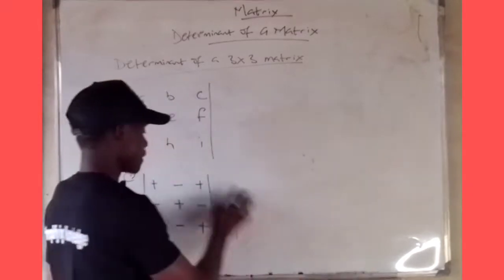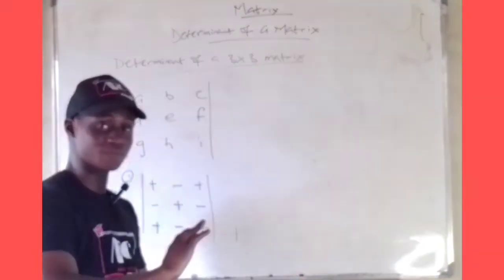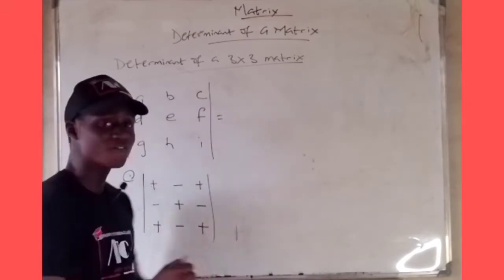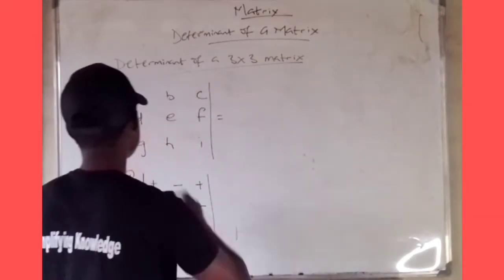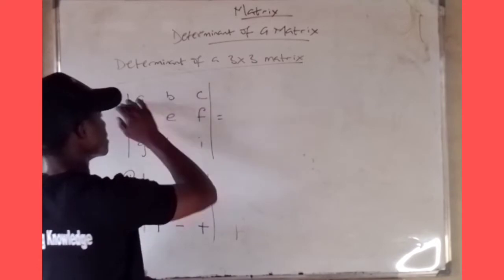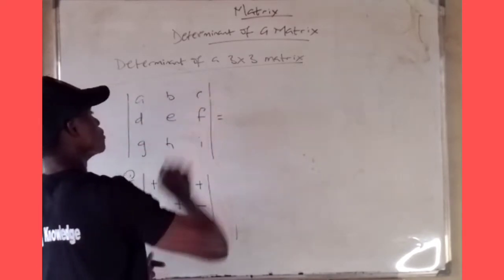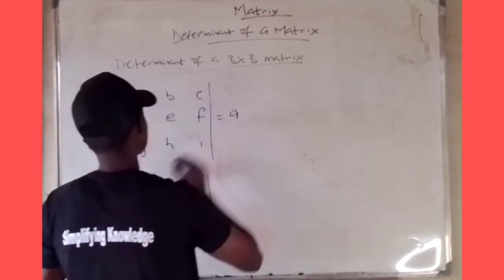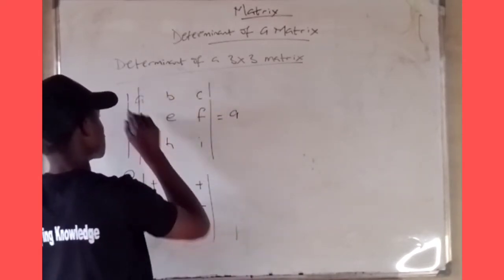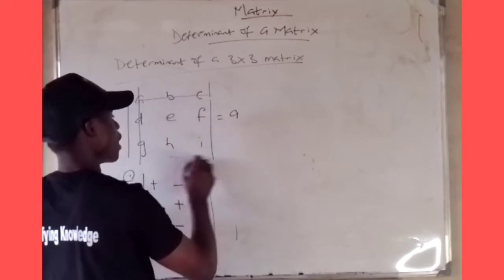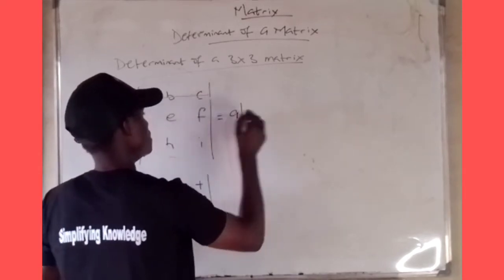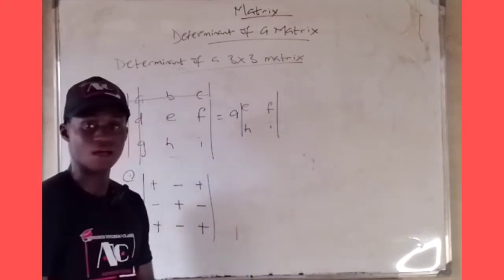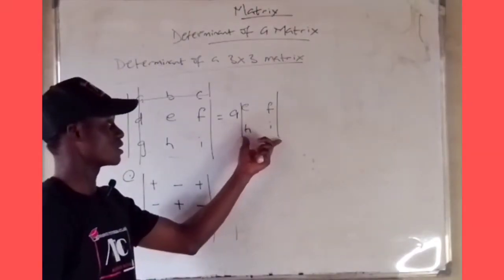I'm erasing this one and using it as the template for my cofactors. So this is how it goes. With every member you take, you rule out its row and its column. So if I'm taking A, for instance, I'll rule this space out and rule this space out. So I'll be having E, F, H, I as the sub-factors under here.